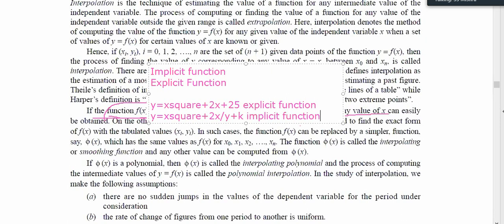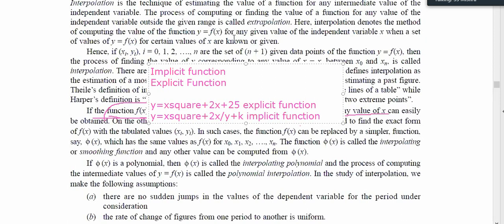Otherwise, if y is also involved in the right hand side, while y is already in the left hand side, then it is very difficult to separate the y, which cannot be expressed separately in terms of the x. Then this function is known as an implicit function, and therefore this line is very important for us. Which line? This line is very important.